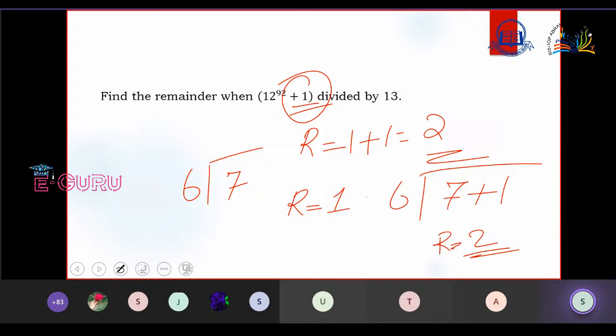So instead of that, what we are doing, just put this plus 1 aside, then find the remainder of the first part, then add this part which we have already kept aside. Okay. So similarly here also we know that 12 raised to 92 divided by 13, remainder will be 1. Then just add this plus 1 with that, so the final remainder will be 2.